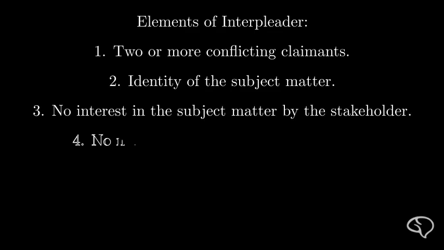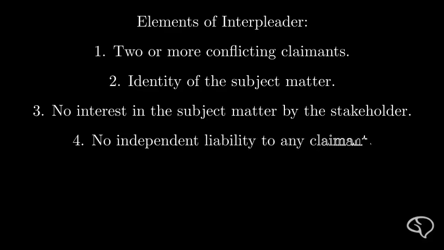And fourth, the stakeholder must not have incurred any independent liability to any of the claimants. This means the stakeholder's obligation must be to the rightful owner, whoever that may be, and not to a specific claimant. So to recap, Section 1 allows a neutral party holding property claimed by multiple people to ask the court to resolve the dispute, provided these 4 elements are present.